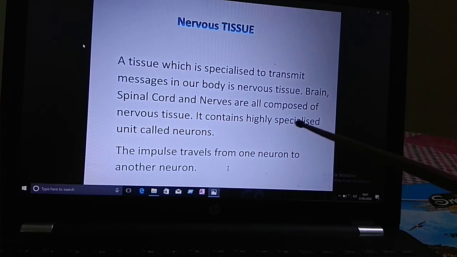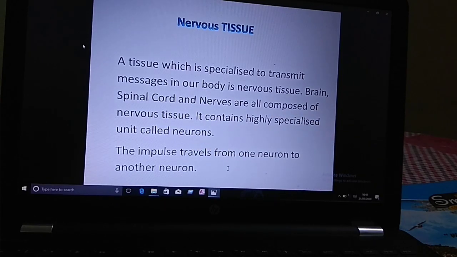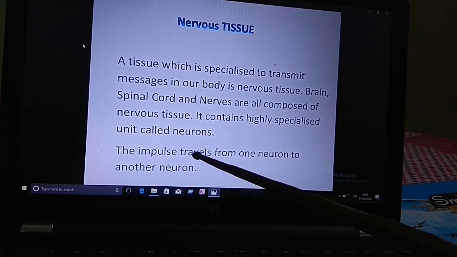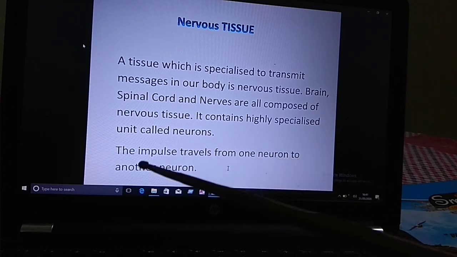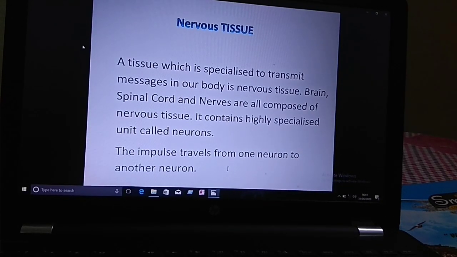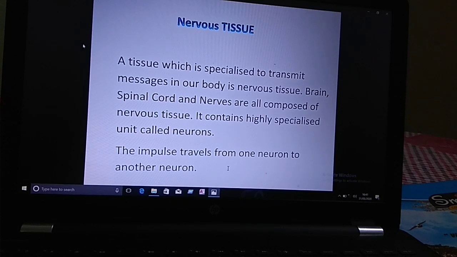It contains highly specialized units called neurons. The impulses travel from one neuron to another neuron. While traveling from one neuron to another, in between the two neurons there is a gap. Such a gap is known as synapse. S-Y-N-A-P-S-E, synapse. Children, remember that the gap between the two neurons is known as synapse.